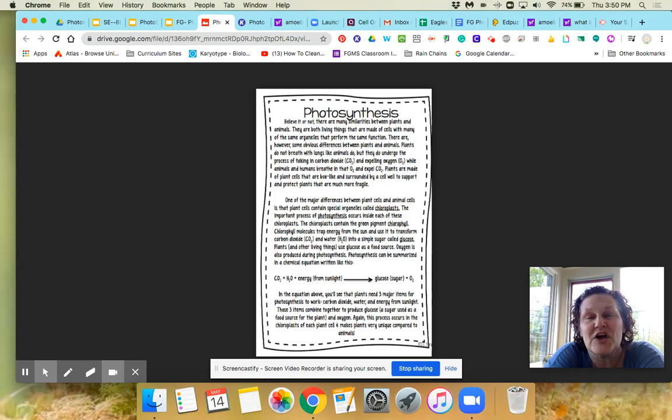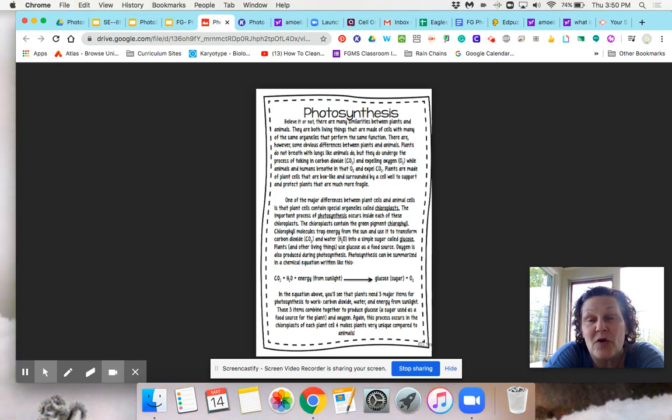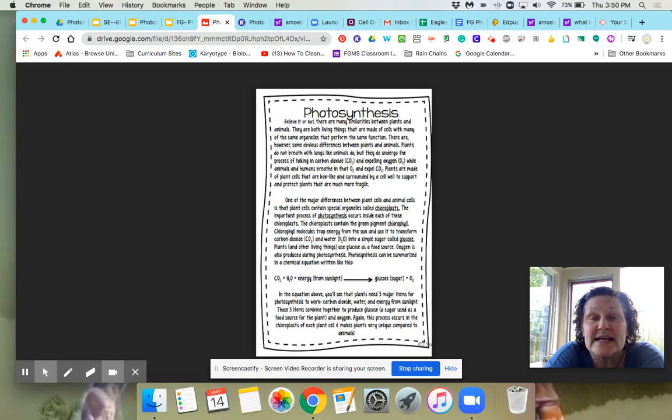Remember, animals cannot undergo photosynthesis. I hope this helps. I hope it clarifies things a little bit for you. You're going to move on to the next activity.